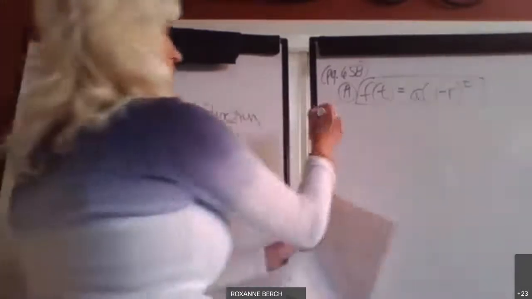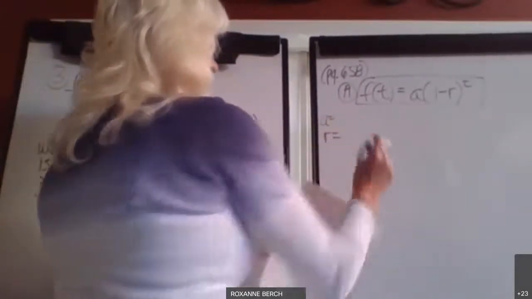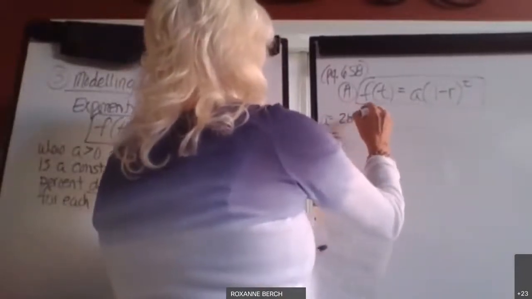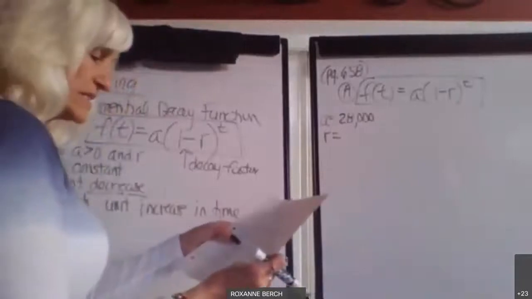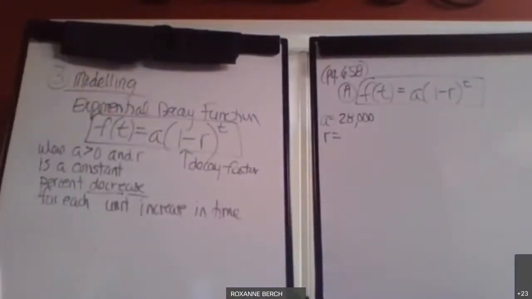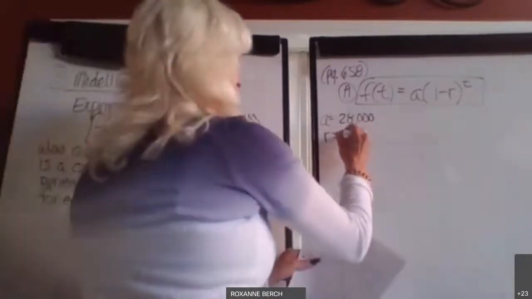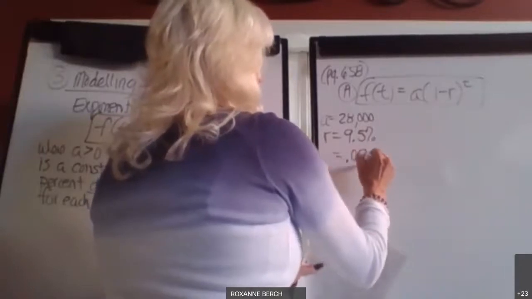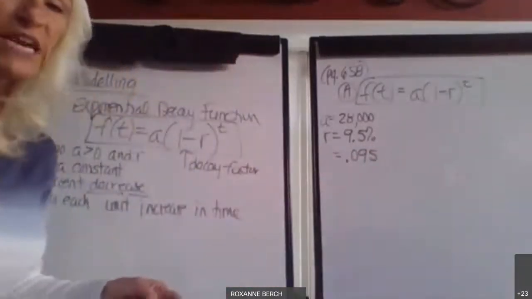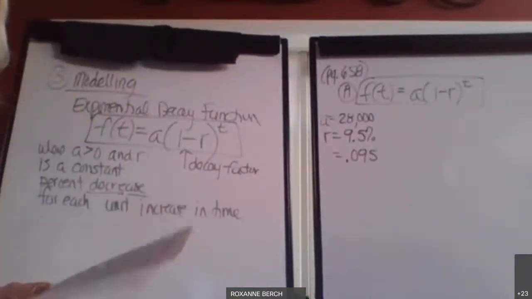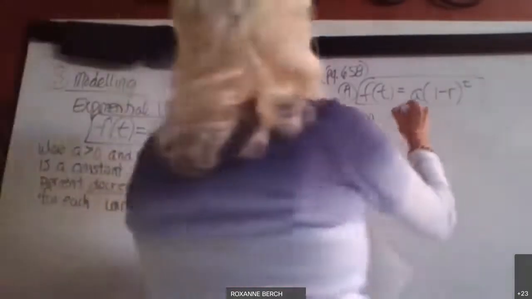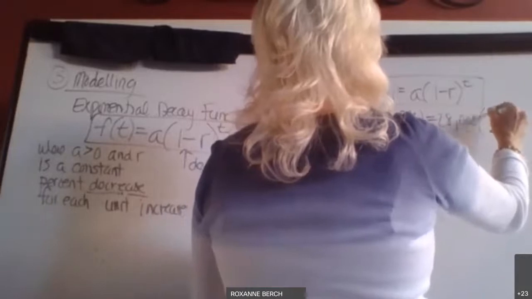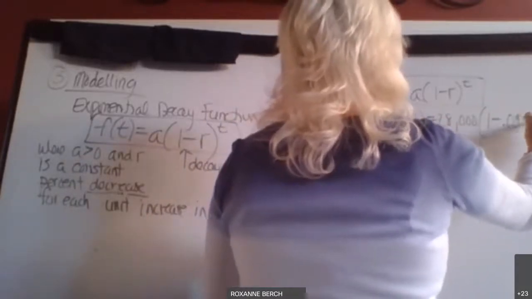All right, so first of all, we want to figure out what these are. So a is going to be the 28,000. r is the percent, and r is always the percent. It's 9.5%. And remember, percent means per 100. So you have to move the decimal 2 places, 0.095. Sometimes people put 0.95. That's wrong. It's 0.095. So let's put it in here. So f of t is equal to 28 grand times 1 minus 0.095 to the t.